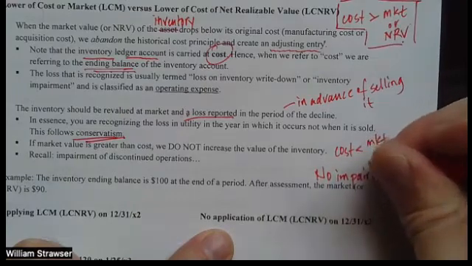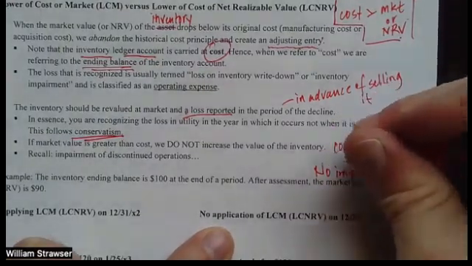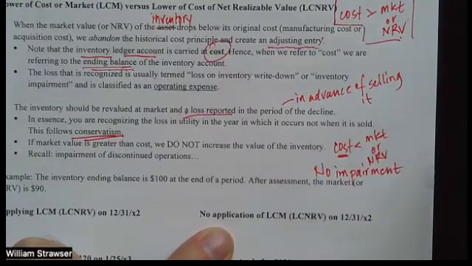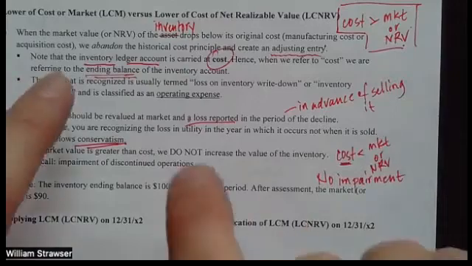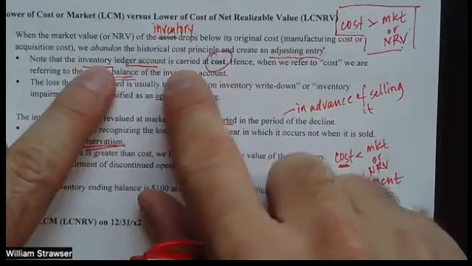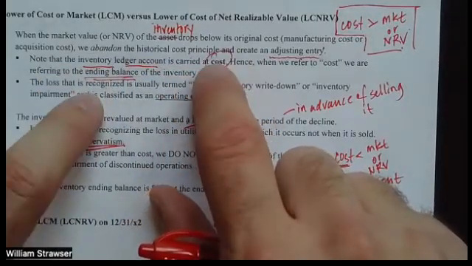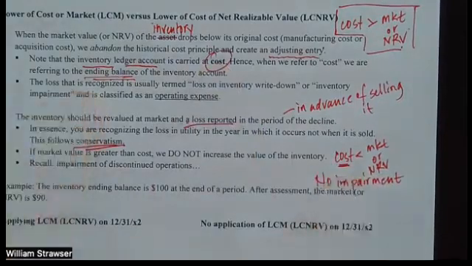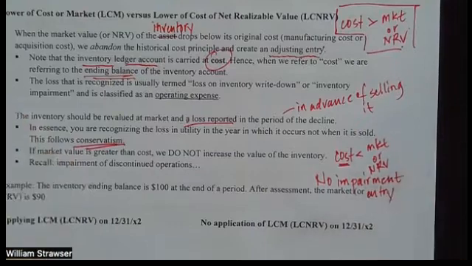It's already at the lower of cost or market, because it's at cost already. And that again goes back to understanding that whatever the inventory ledger account balance is, that's the cost. So if it's already lower, there's no impairment entry that is necessary.